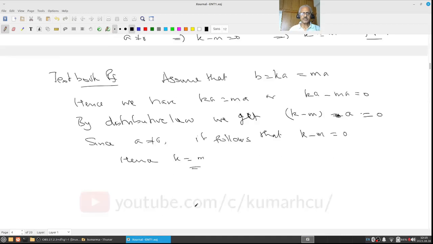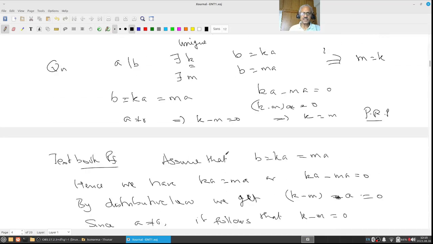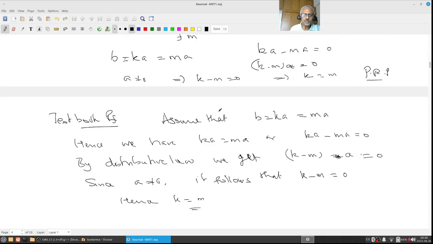That's it. Okay, you see that the idea is very easy. This is how you work. But when you want to write down the proof, you have to write complete sentences. Okay, we are starting with the assumption b equals ka equals ma. Then we are concentrating only on this part, ka equals ma. And then we bring ma to the other side, therefore ka minus ma is 0. Then we say that we are using the distributive law to get k minus m into a is 0. And now we are saying since a is not equal to 0, the product of two numbers is 0, a is not equal to 0, therefore k minus m is 0. That means k equals m. Hence, such a k is unique. Is the proof okay?